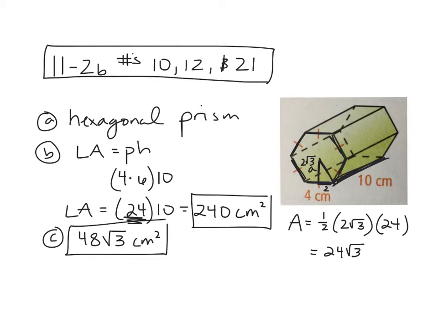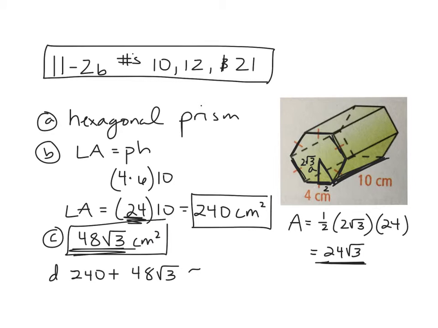So then the next part, it says find the surface area. And surface area is your lateral area, which was the 240, plus 2 times the area of the base, which is what we already found here. So we already doubled the area of the base. It was 24. We multiplied that by 2. So 48 rad 3. That would be the exact answer.